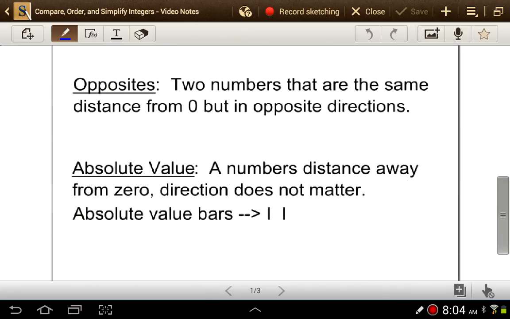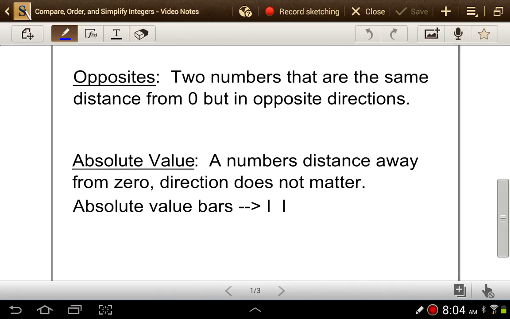We have a couple definitions to go over today. I mentioned the word opposites the other day. Opposites, guys, are two numbers that are the same distance from zero but in opposite directions. Okay, so they're both the same distance from zero, but one goes in the positives and one goes in the negatives. So an example of opposites would be 5 and then going 5 in the negative, so that would be negative 5.